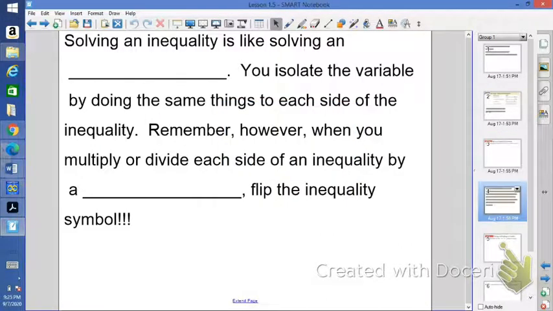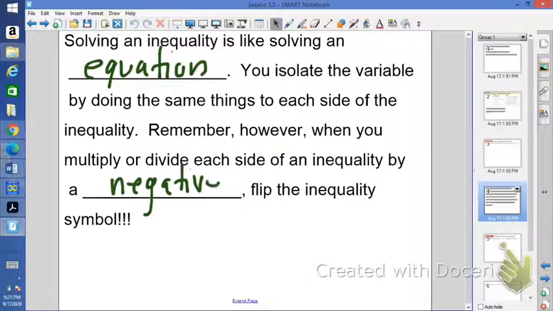Okay, now solving an inequality is like solving an equation. You isolate the variable by doing the same things to each side of the inequality. Remember, however, when you multiply or divide each side of an inequality by a negative, you need to flip the inequality symbol.